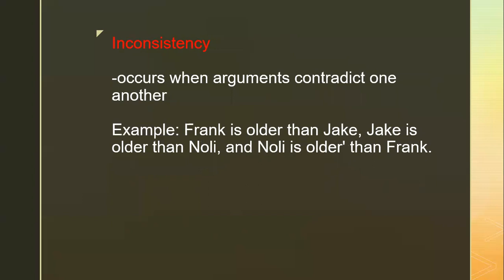The next is inconsistency. It occurs when arguments contradict one another. Okay. Frank is older than Jake. Jake is older than Nolly. And Nolly is older than Frank. So there's inconsistency with the statement. So you present an argument, and then your next presentation contradicts your previous or prior argument. So that's inconsistency. And that's the end of my discussion.